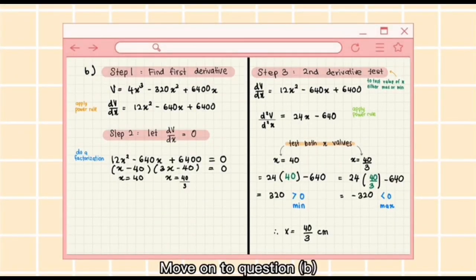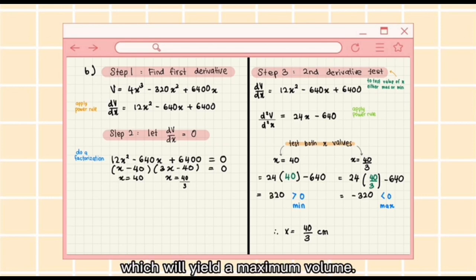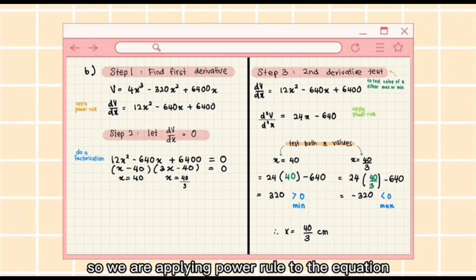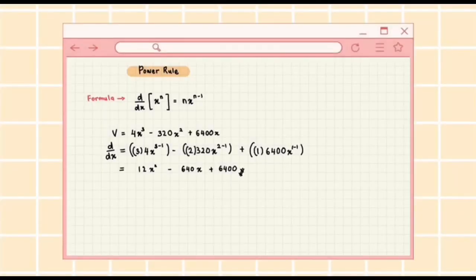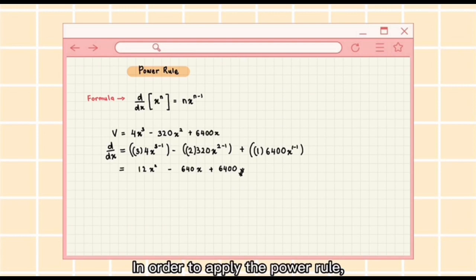Move on to question B. We need to find the value of x which will yield a maximum volume. So step 1, we need to find the first derivative of the equation that we've got earlier. So we are applying the power rule to the equation. In order to apply the power rule, we just need to follow the formula that we learned in the class. This is our equation, and we just follow the formula like this.